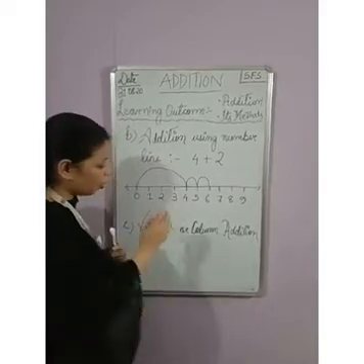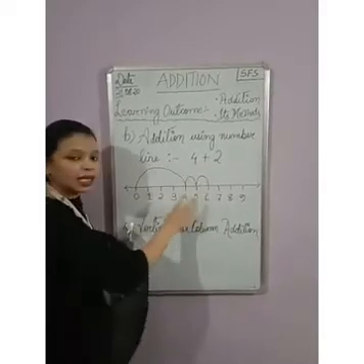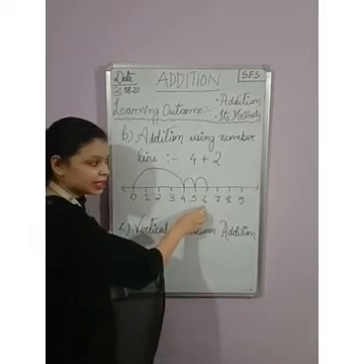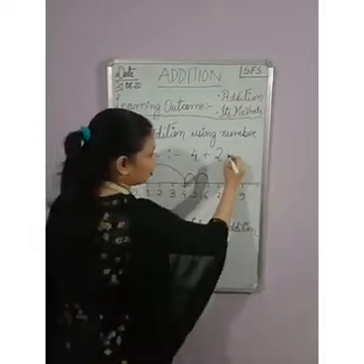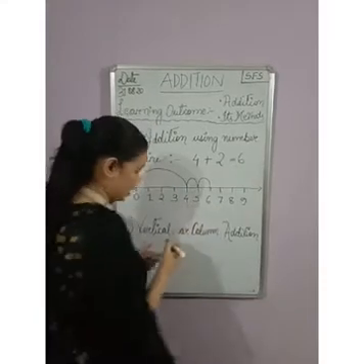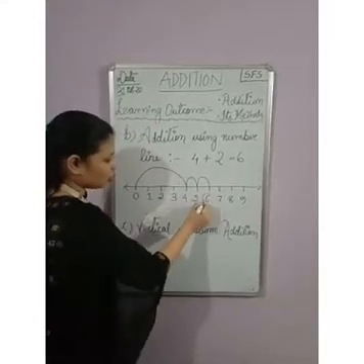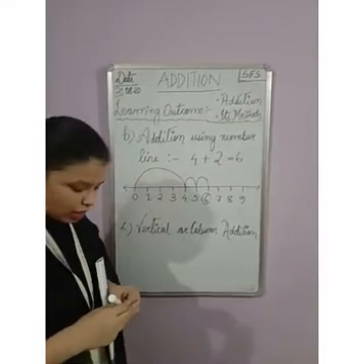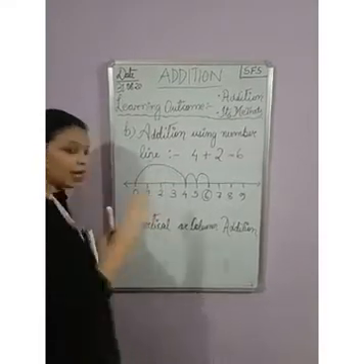Alright, now look at the number line. What is the last number that I have landed on? I have landed on the number 6. So 4 plus 2 equals 6. In this way, you can show the numbers on a number line. Now children, remember one thing. Let me explain this, then I will tell you one thing.